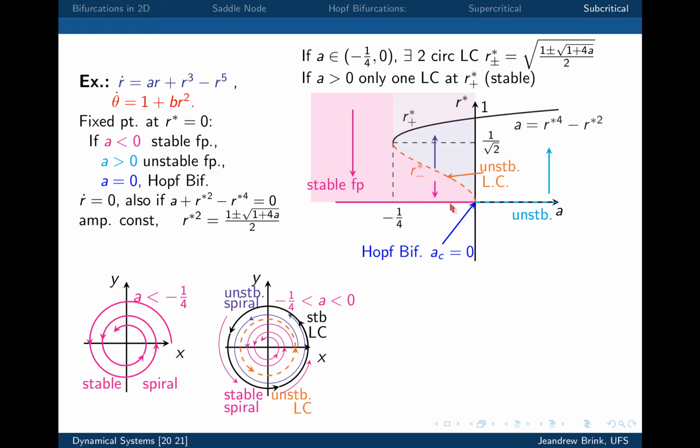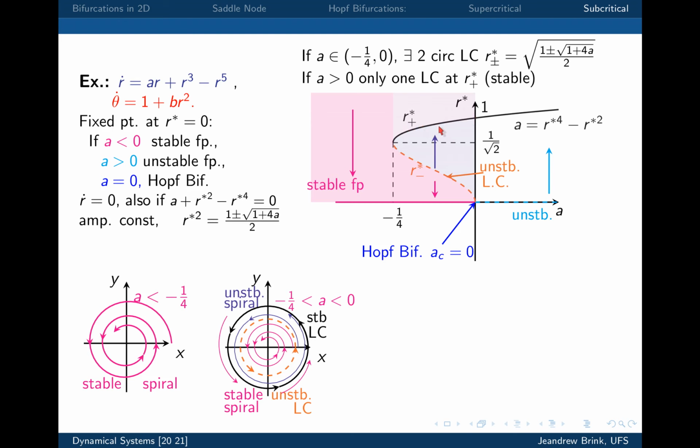So it'll either go to the zero fixed point. The basin of attraction to the zero fixed point is this sort of magenta color. The basin of attraction to the other alternative, a limit cycle with a radius of r plus, is this kind of lighter violet area. Okay.